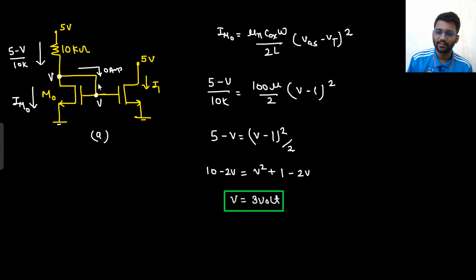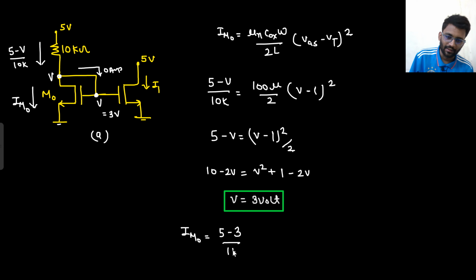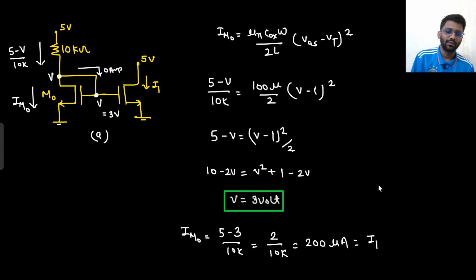So this potential we are getting is 3 volt. Right? If this potential is 3 volt, then what is the I M naught current? Just put 3 volt here. So 5 minus 3 by 10k, that would be 2 by 10k, 2 into 10 to the power minus 4, or you can write 200 microampere. So I M naught current is 200 microampere. Since they are in current mirror, the same current would be I1. So by all this analysis, value of I1 you are getting is 200 microampere.